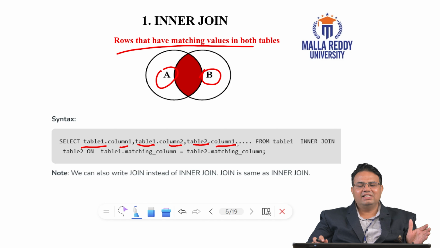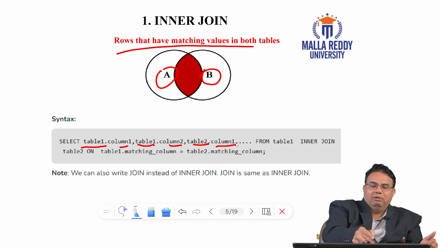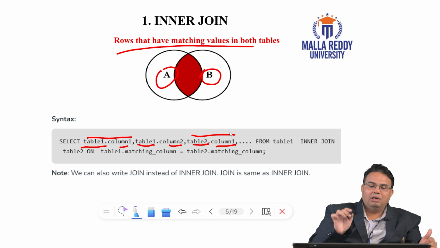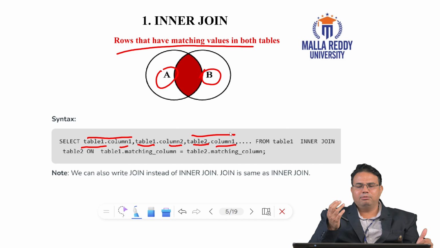Here in this, you are selecting a list of columns from the two tables. So you can say table 1 dot column 1, table 2 dot column 1, which means from two tables you are capturing two columns. So you can gather any number of columns. Okay. So select the column list from table 1.